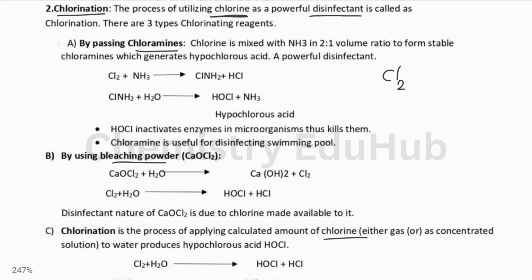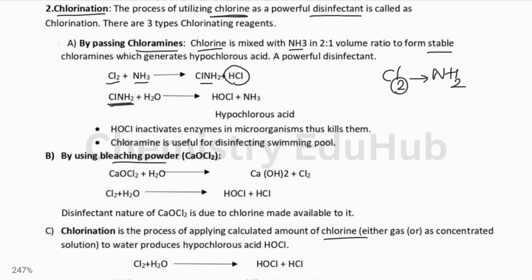Cl2 is chlorine. When one of the chlorine atoms is replaced with an amine by treating with ammonia, you get chloramine, that is ClNH2. So chlorine treated with ammonia will form chloramine, with hydrochloric acid as the byproduct. Generally we take chlorine and ammonia in a 2:1 volume ratio. So this generates the stable chloramines.